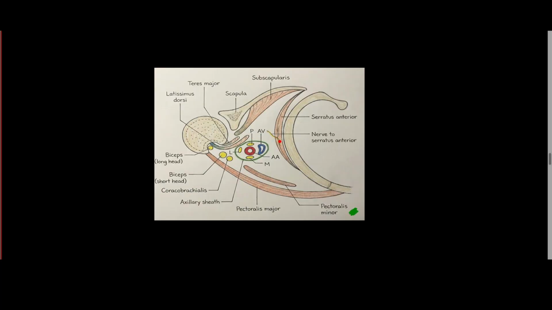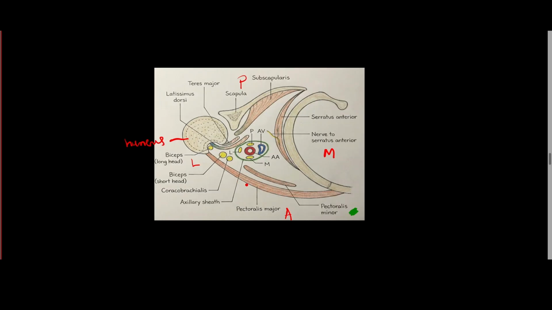Now this is a horizontal structure that shows the boundaries and contents of the axilla, and we are looking at this structure from above. This part is anterior. This is medial. This is lateral, and this is posterior. This is the humerus. So we are looking at a transverse horizontal section from above.